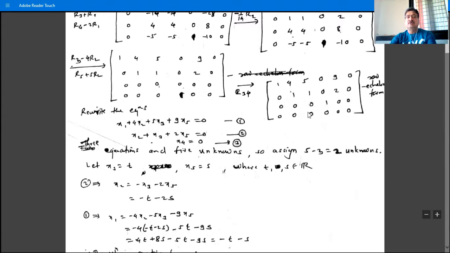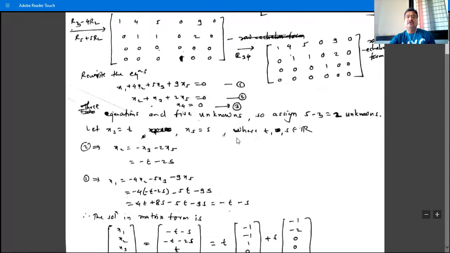And so rewrite the equation now. So the first equation is x1 plus 4x2 plus 5x3 plus 9x5 is equal to 0. The second equation is x2 plus x3 plus 2x5 is equal to 0. And the last equation is x4 is equal to 0. And so here there are three equations in this system. There are three equations and five unknowns. Unknowns are x1, x2, x3, x4, x5.